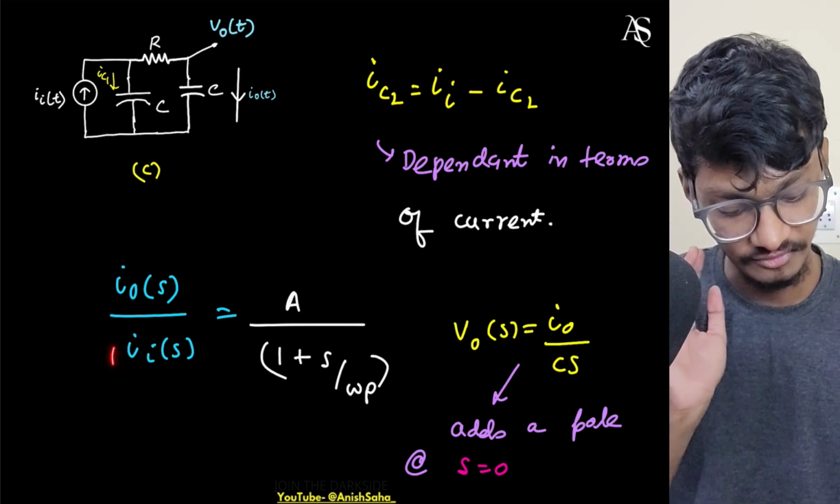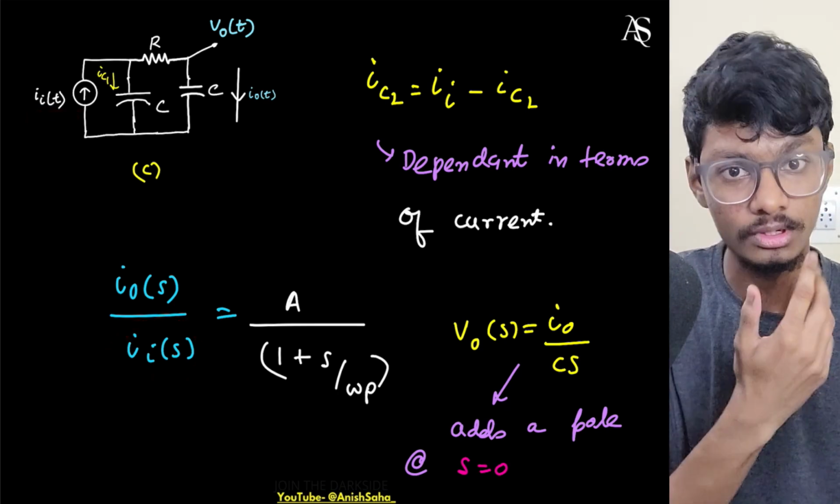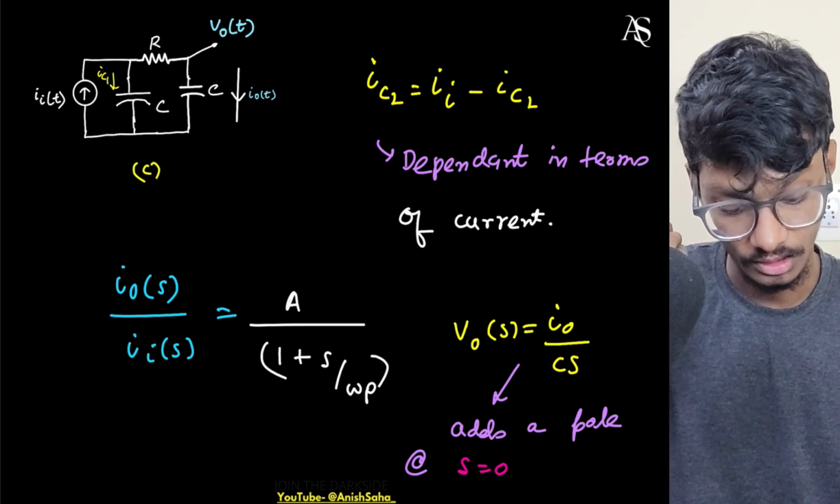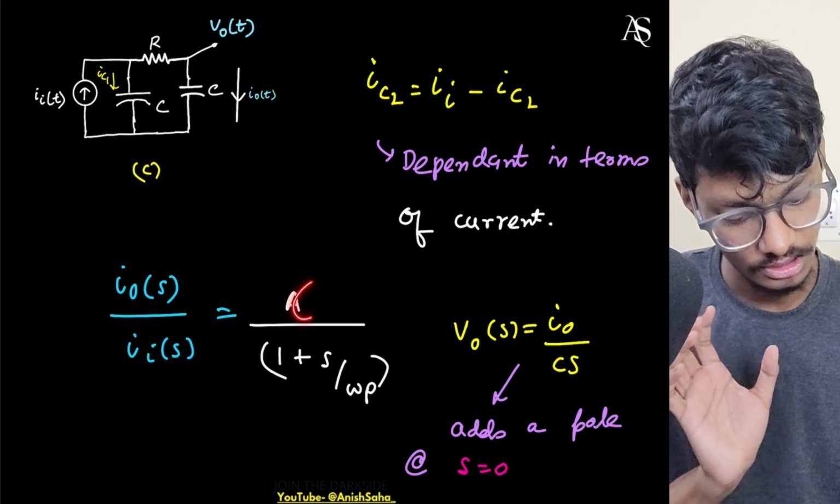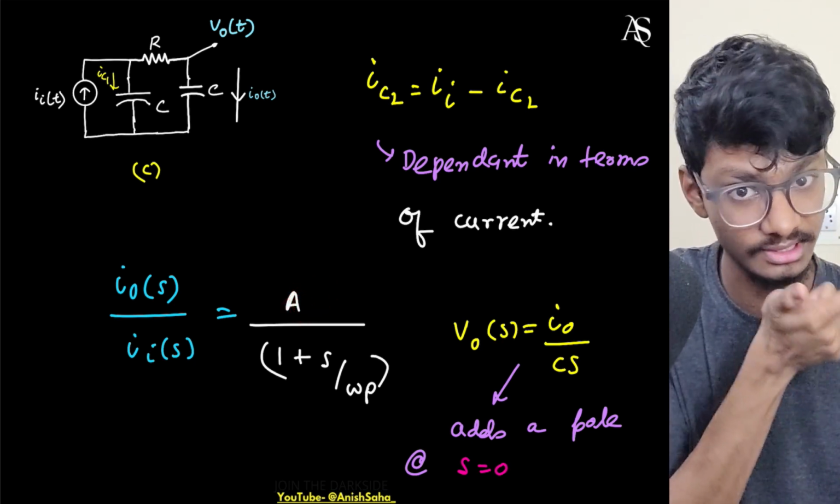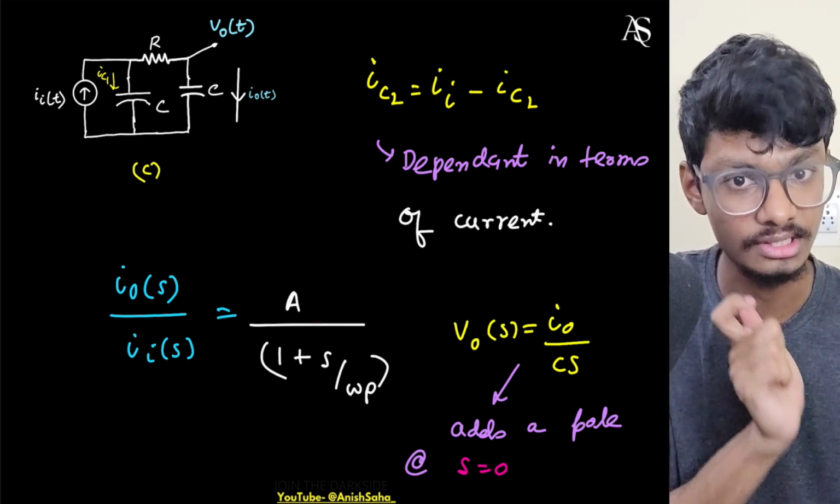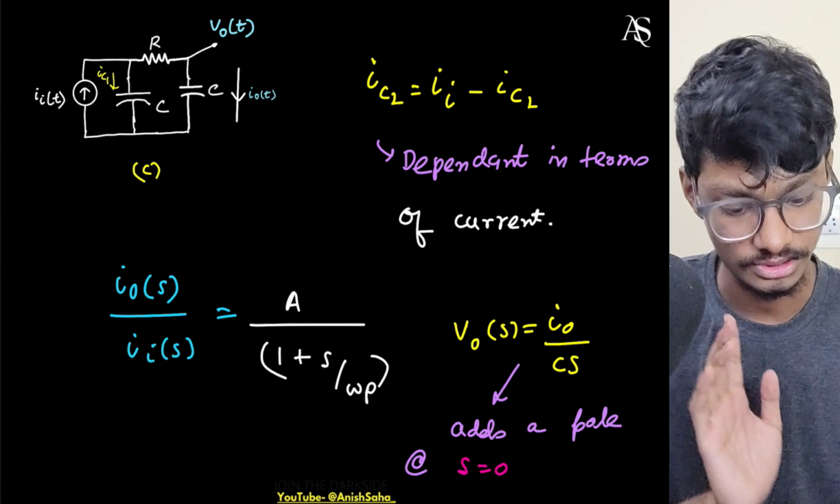But if I am giving input as a current source and taking the output as, let's say, voltage, then obviously due to the unit conversion, the number of zeros can be more. But if you take the current output, the number of zeros will always be less than or equal to the number of poles. That thing you have to take care of.